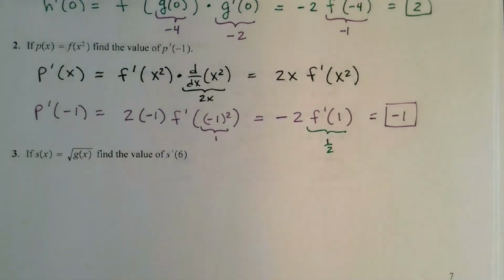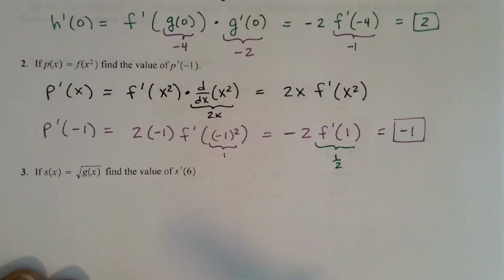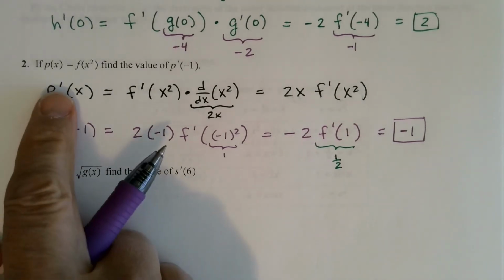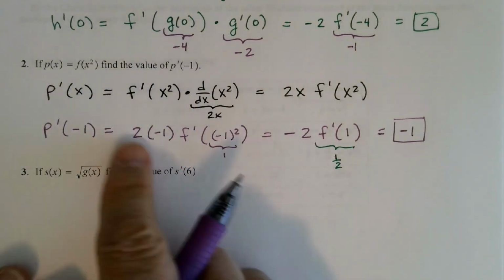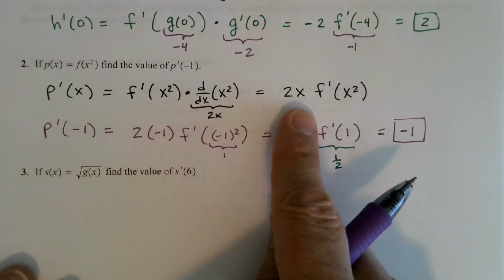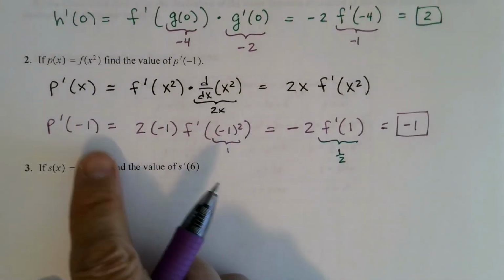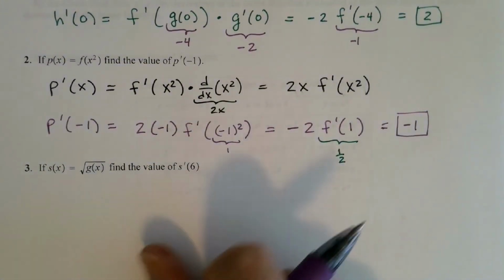Okay. So again, we're not asking you to find formulas for f and g and find a formula for p of x in terms of those formulas. No, nothing like that. Just straight up using the chain rule and then plug in. Last one.